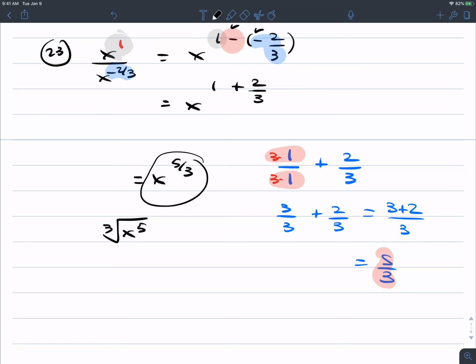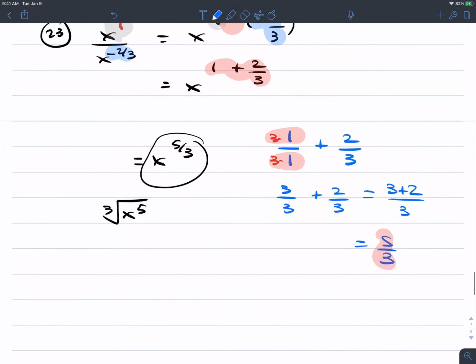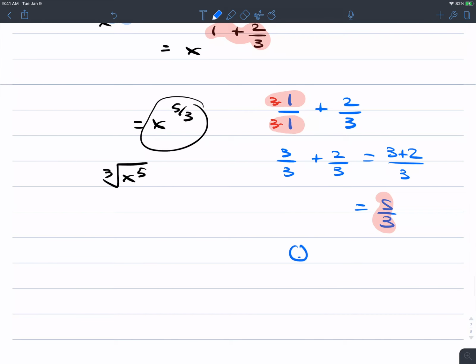So we have to write this as a mixed number. Is that true? Now, if you're kind of awake, notice this. Isn't that 1 plus 2/3? Yes. So the mixed number format here is quotient plus remainder over that divisor. You already have it here, don't you?